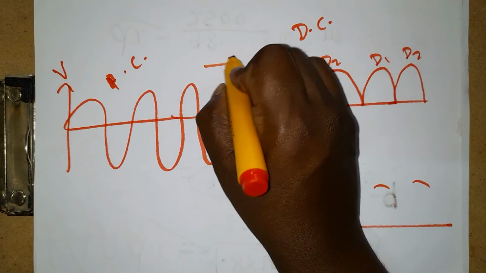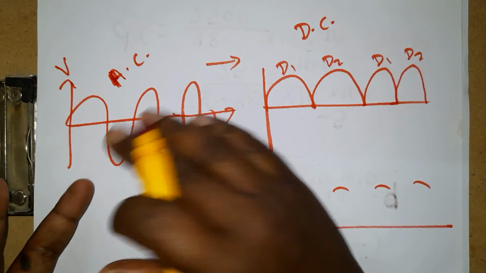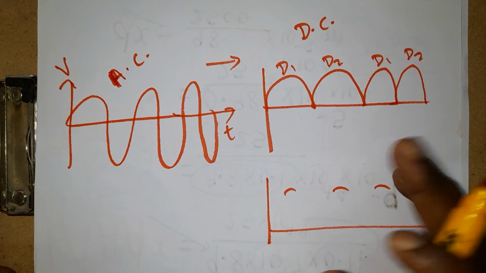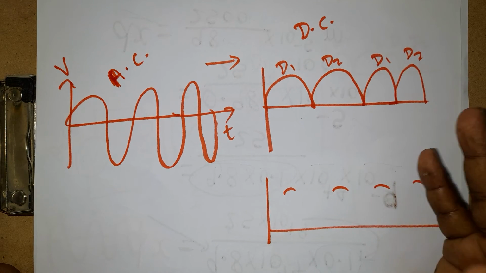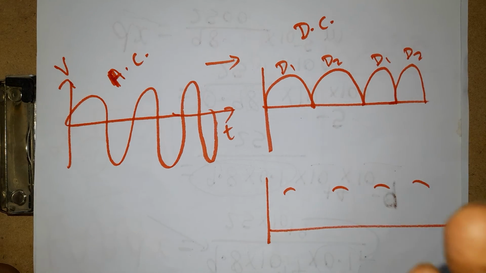This is the rectifier we use to convert AC current to DC current. It is a very important question in CBSE, on full wave and half wave rectifiers. In the sample paper, they asked you to draw the full wave rectifier.